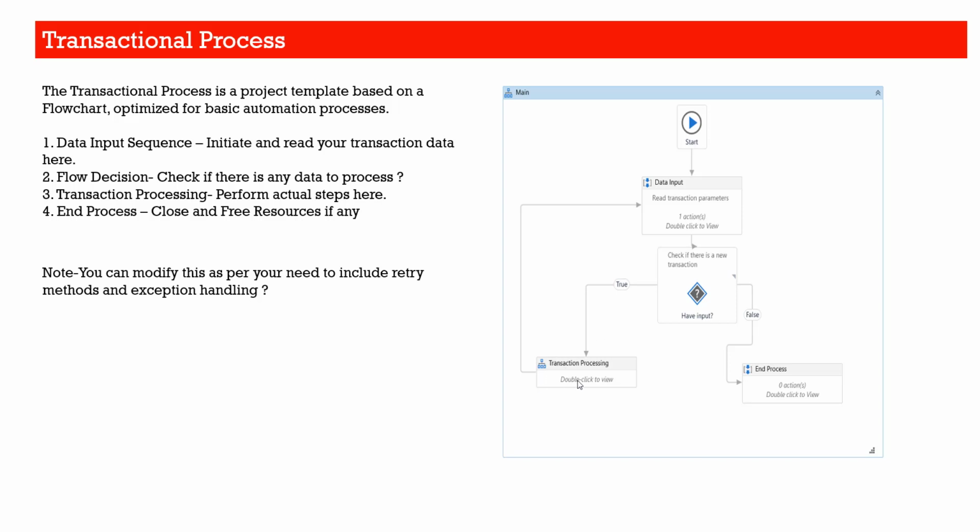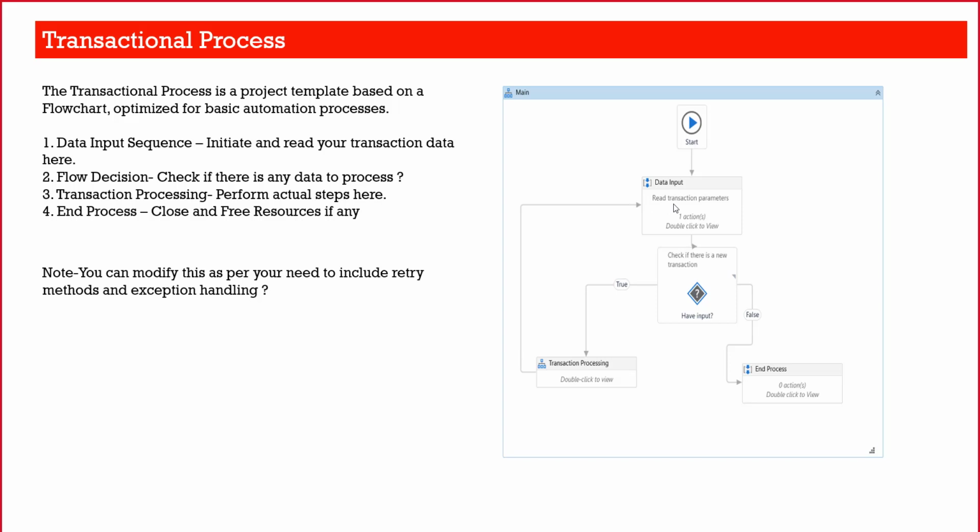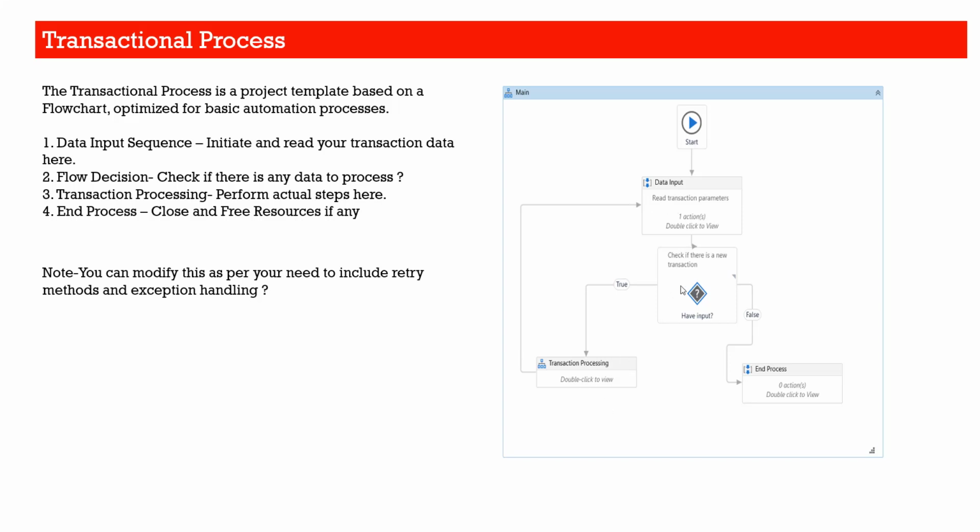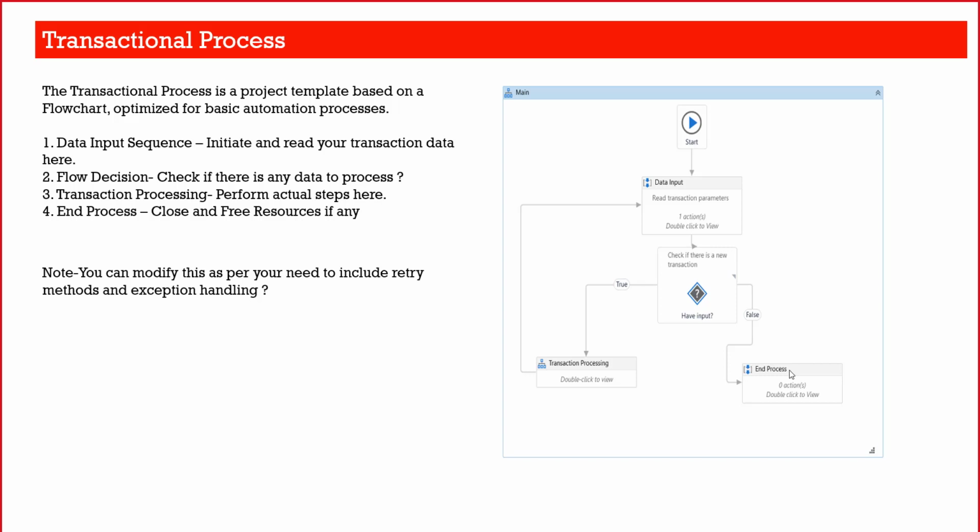So you will perform all those tasks here. And then again, you go back here and check if there is any other email left out. Yes, perform the task again. If there is no email left out, the process should complete here, right? You should be able to modify this as per your need, and include a retry method and exception handling. Exception handling has not been given in this. That's the reason I say start from here. This is a basic template for your automation.